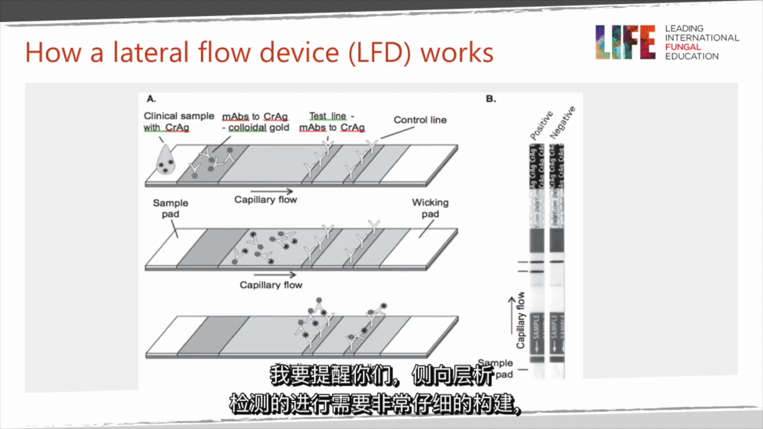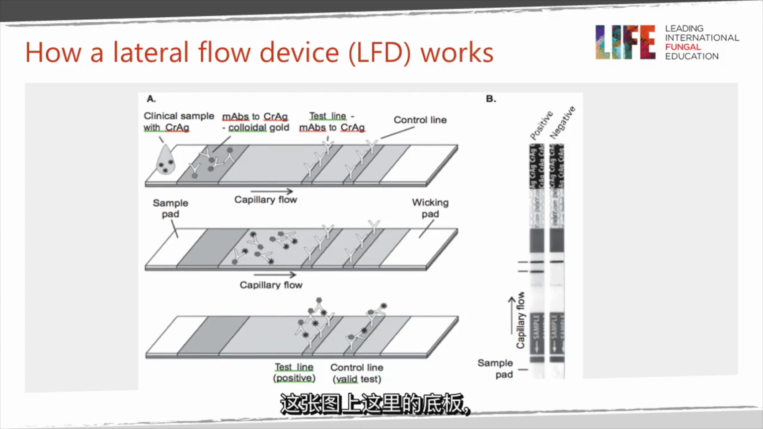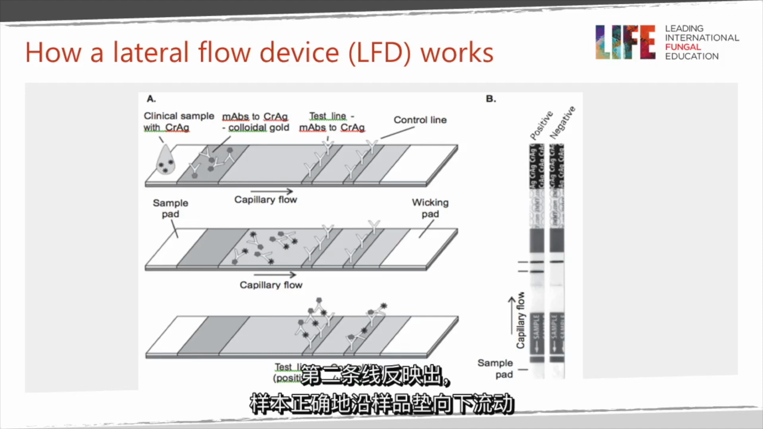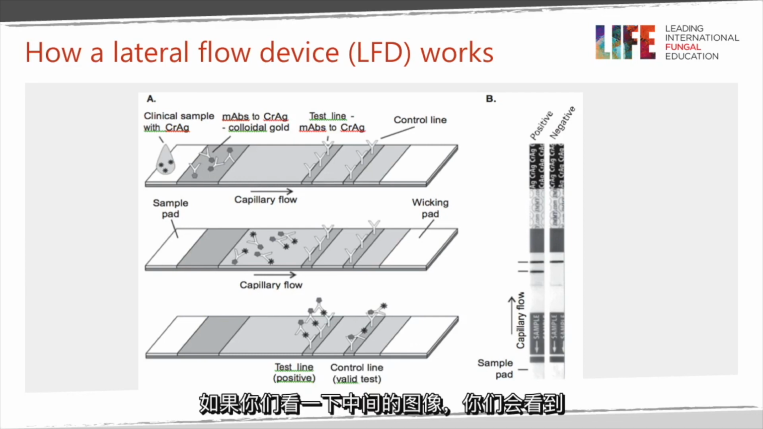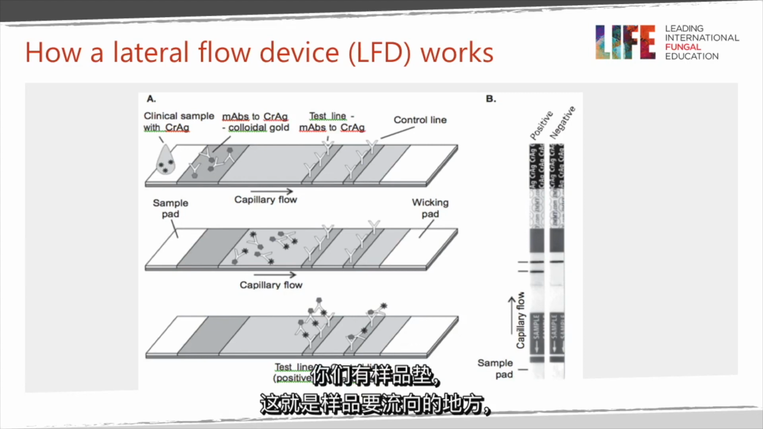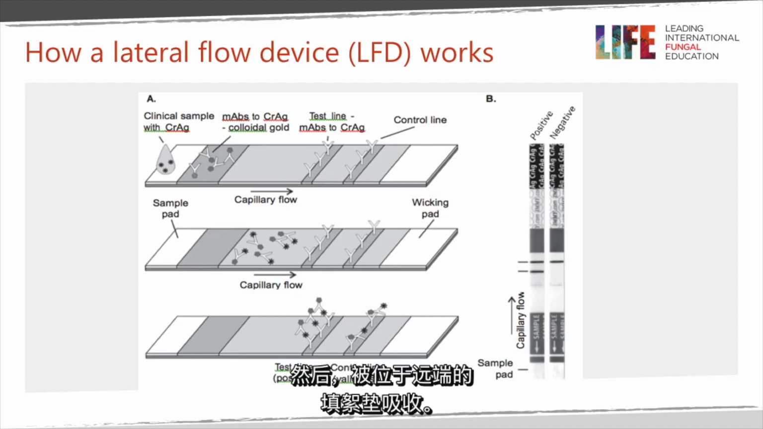To remind you, a lateral flow test is quite carefully built, and in the bottom panel on this image you can see you have a test line and a control line which are detecting the first antigen from the infection you're interested in, and the control line just checks that the sample has flowed correctly down the pad, that the test is actually working in a functional way. And if you look at the middle image, you can see that you have a sample pad, and that's where the sample goes. And then it gradually migrates down through the test, and then it's absorbed in the wadding pad at the far end. And the top example shows you exactly what happens.